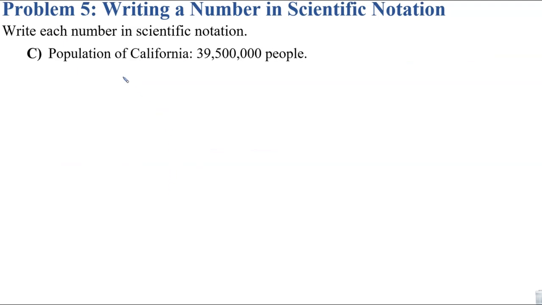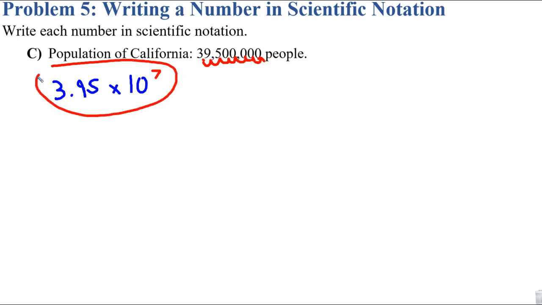In C, we want to write the population of California, 39,500,000, in scientific notation. We'll write that as 3.95 times 10 to the, let's see, if my decimal place is here and I need to move it to the right 1, 2, 3, 4, 5, 6, 7 times, we'll say 10 to the 7th power. All right, there's my answer in scientific notation.